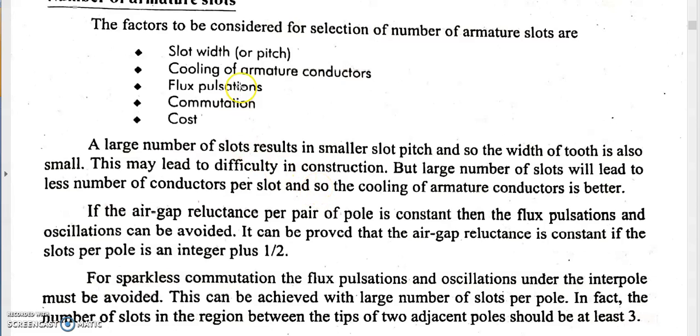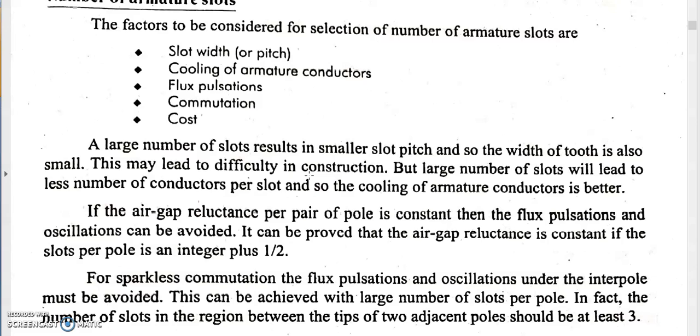As well as if width of the tooth is very much smaller, the flux density criteria will not be satisfied. So we have to allow some width of the tooth so that the flux density in the tooth does not exceed the limit. But larger number of slots reduces the slot loading, that is the number of armature conductors per slot will be reduced, so that the cooling of armature conductors will be better, so that slot loading criteria will not be exceeded. So more number of armature slots is better for having better cooling in armature.